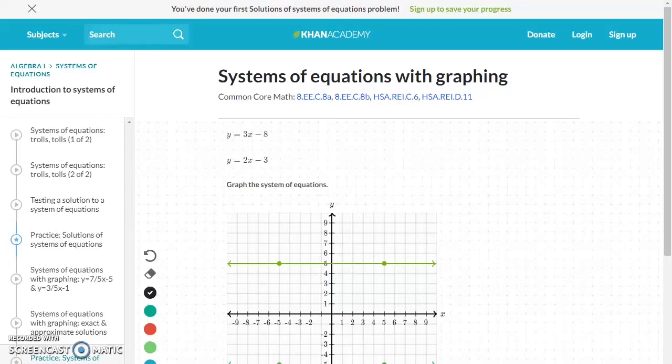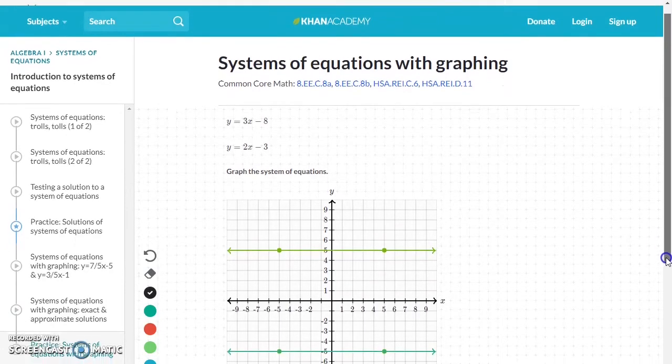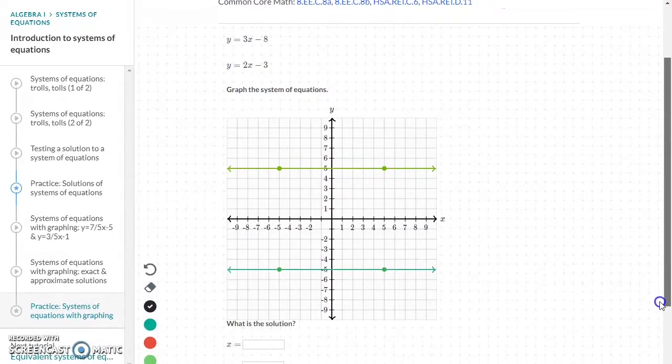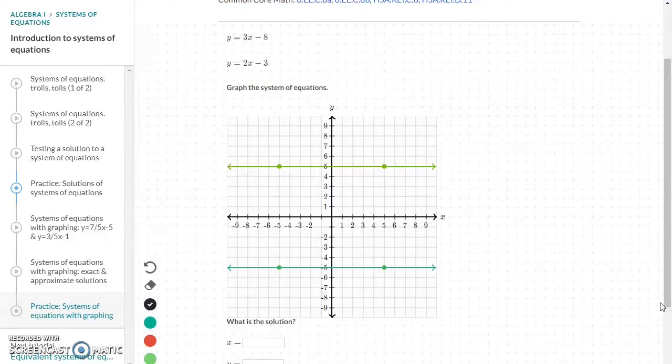We have a system here, y equals 3x minus 8 and y equals 2x minus 3. And in this example, we're going to solve this system by graphing using the graphing tool that is embedded in this example. You may have some questions like this on the Florida State assessment for the Algebra EOC. And it's good to practice on this Khan Academy website. It gives you more confidence in solving this type of system.